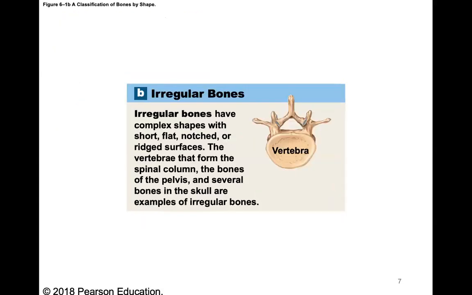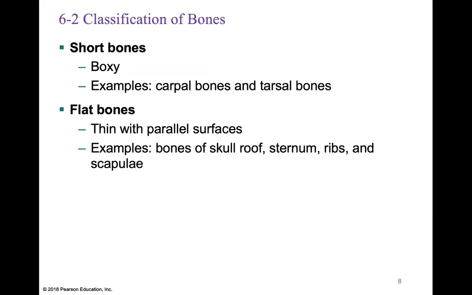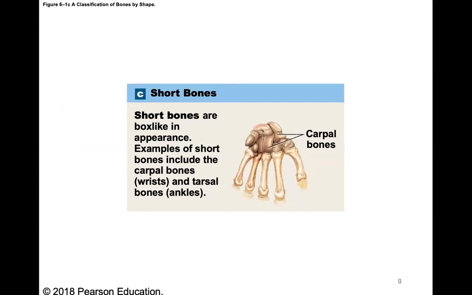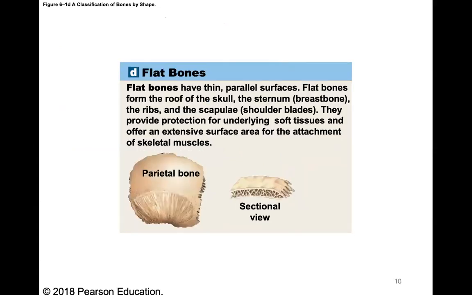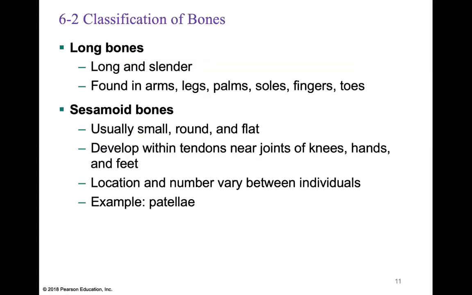Okay, this is looking at these guys again. Short bones, these are boxy. And again, carpal or tarsal bones, which are your wrist and ankle bones. And then flat bones, these are thin with parallel surfaces. We find this in the bones of the skull roof. The sternum is a flat bone, which is your breastbone, your ribs, and the scapula. Scapula is your shoulder blade. And here you can see some short bones again, and the flat bones.